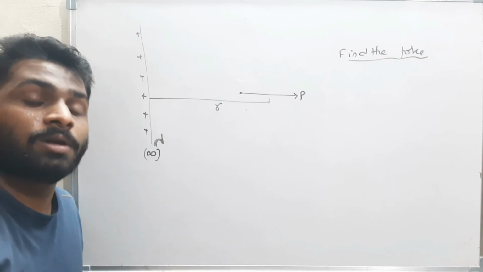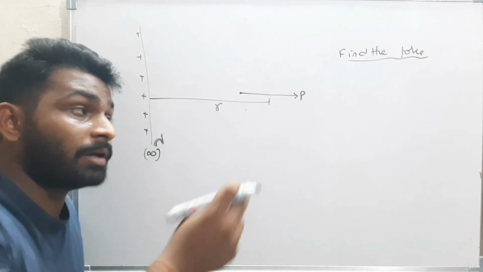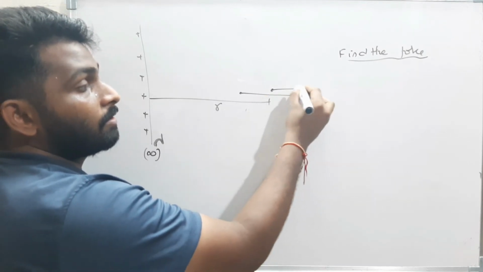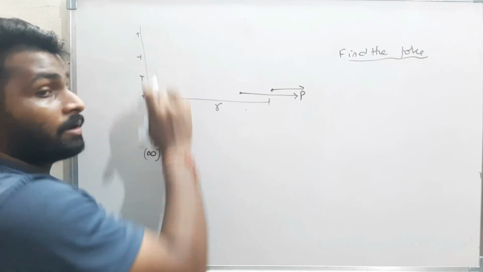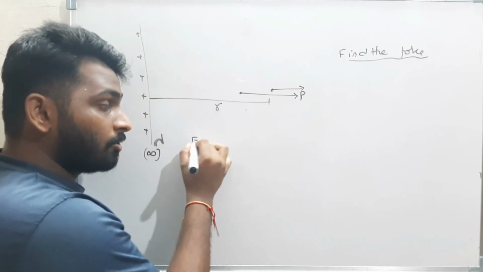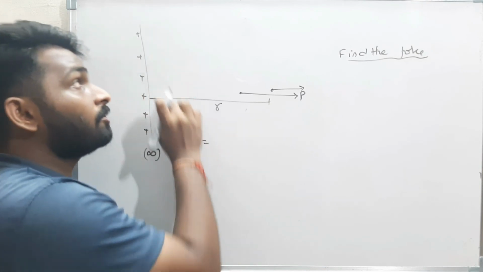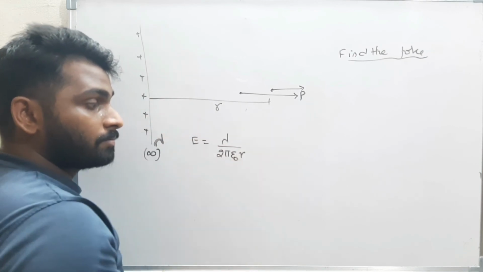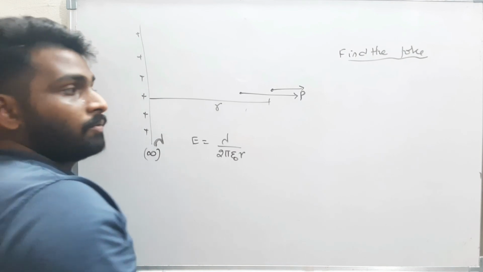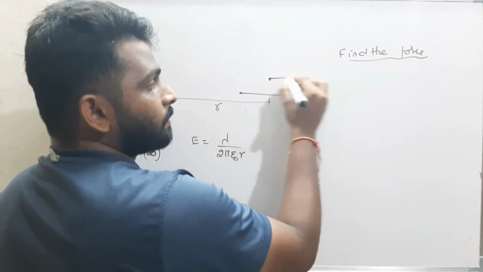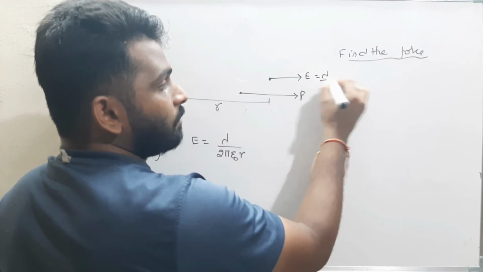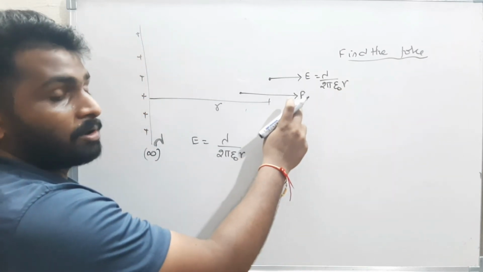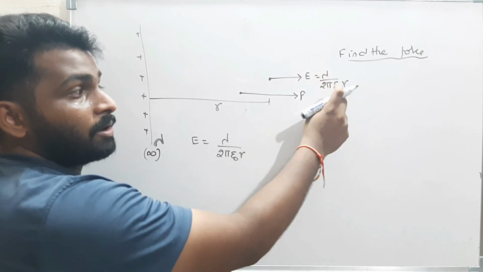Now how can I do it? If I want to find the force, I need the electric field at that point. Because of the positive infinite wire, do you remember the formula? The electric field due to the infinite wire is lambda by 2 pi epsilon naught R. Therefore, the electric field direction is in this direction. So this dipole P is present in this electric field, lambda by 2 pi epsilon naught R.